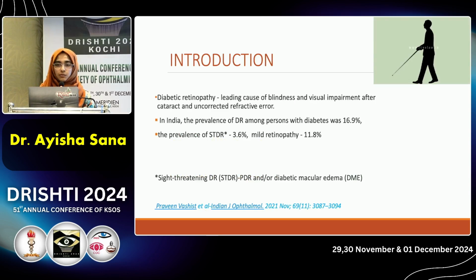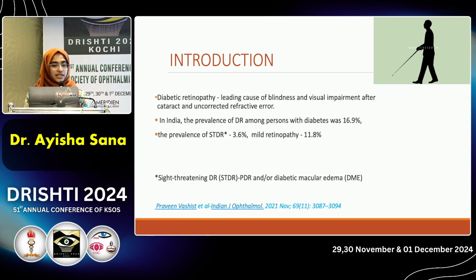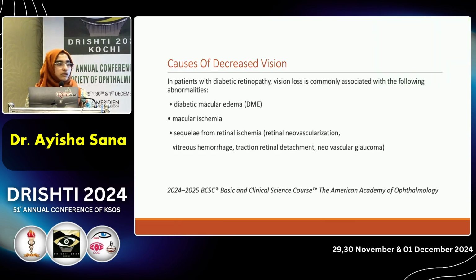Diabetic retinopathy is the leading cause of blindness and visual impairment after cataract and uncorrected refractive error in India, and the prevalence was found to be around 16.9%, with the prevalence of sight-threatening diabetic retinopathy 3.6% and that of mild retinopathy 11.8%. The causes of decreased vision include diabetic macular edema, macular ischemia, sequelae from retinal ischemia like retinal neovascularization, vitreous hemorrhage, retinal detachment, tractional retinal detachment, neovascular glaucoma, etc.